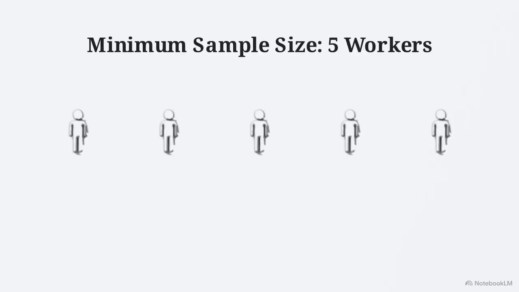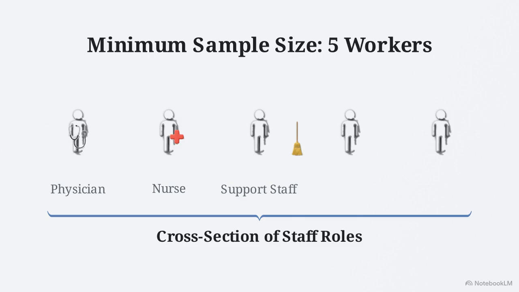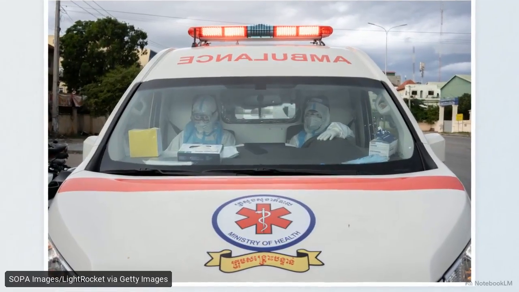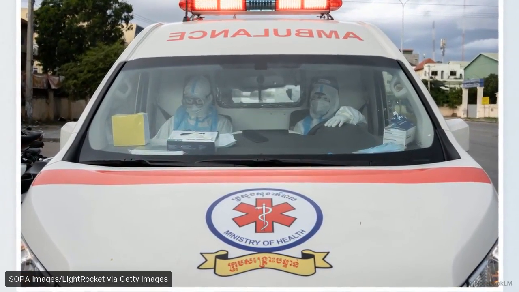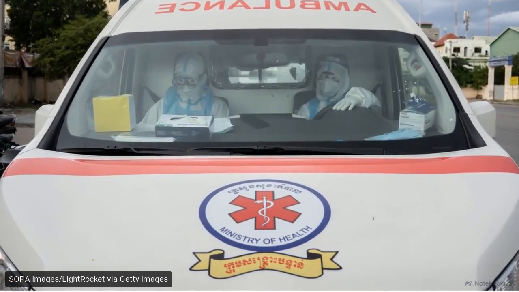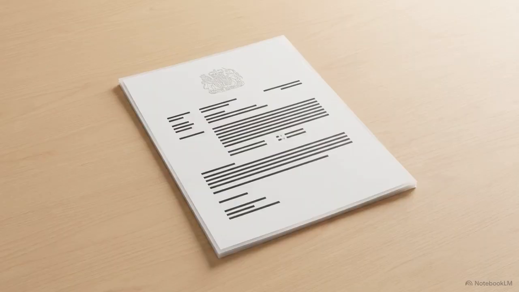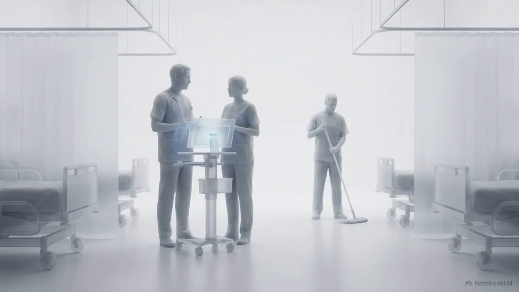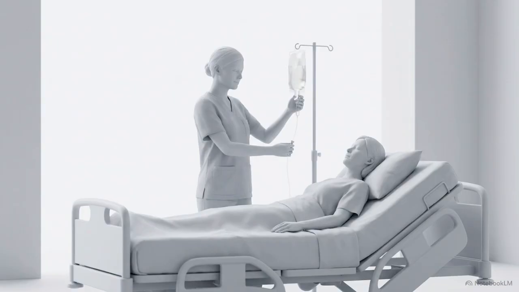You need a sample size of at least 5 healthcare workers per visit. Select staff across different roles. Observe a physician, a nurse, and a member of the support staff to get a cross-section of the department. These operational rules align directly with the national guidelines set by the Cambodian Ministry of Health. Rigorous, standardized infection control tracking is a mandate at the national level. Observing a diverse sample of staff without alerting them removes performance bias. You capture an unmanipulated reflection of the department's actual daily infection control habits.